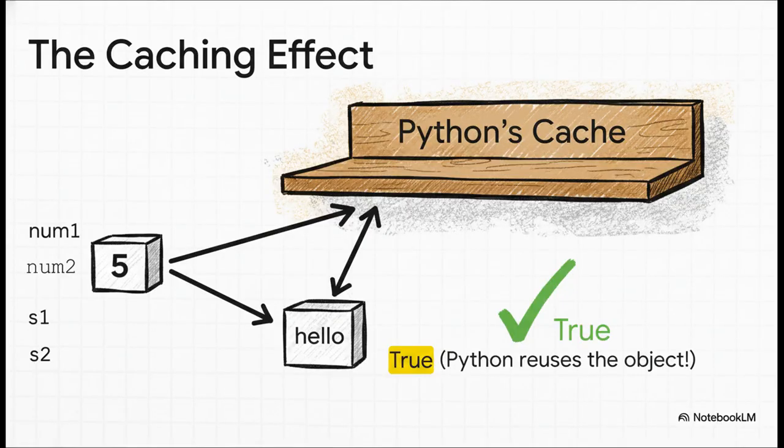And check out the result of this. When you create two variables and set them both to the number 5, Python doesn't actually create two new number 5 objects. No way. To save space, it just points both variables to the single pre-existing number 5 object it already has in its cache. And that is why num1 is num2 suddenly returns true. The same thing often happens with simple strings. This is a classic gotcha that can trip up anyone if you're not expecting it.